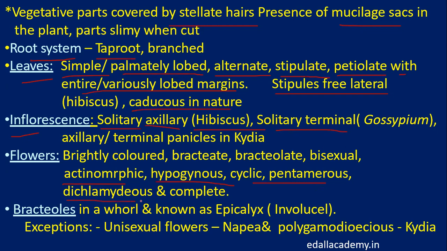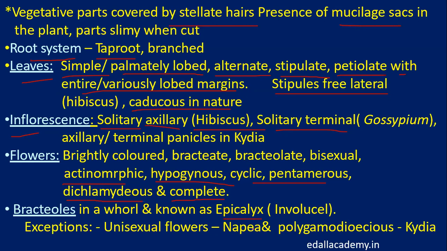Outer two whorls are differentiated into calyx and corolla, so it is commonly called dichlamydeous. All the 4 floral whorls are present, such as calyx, corolla, androecium, and gynoecium, so the flower is called a complete flower. The whorl of bracteoles present outer to the calyx is called epicalyx. It is also called involucre. Unisexual flowers in Napaea and Polygamous in Kydia, these are some exceptions.